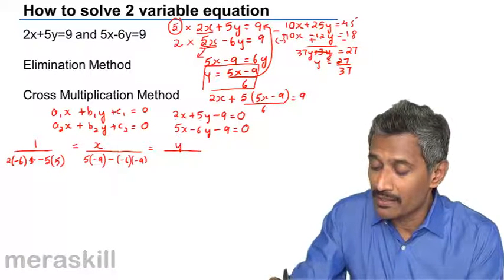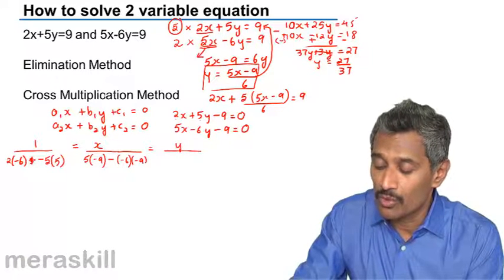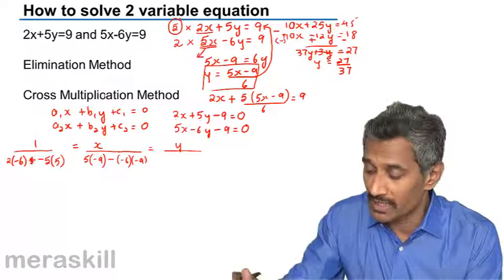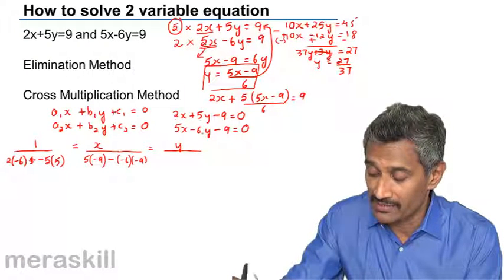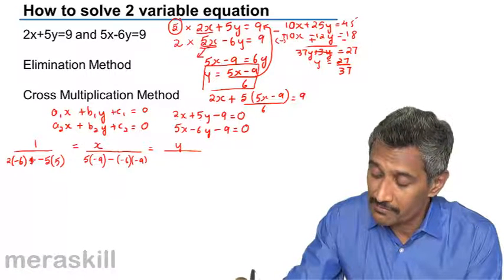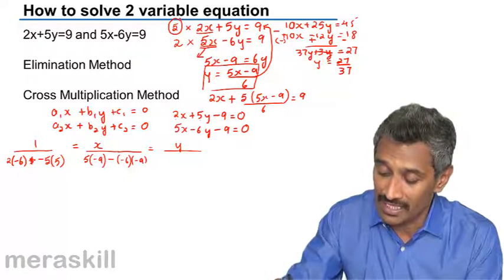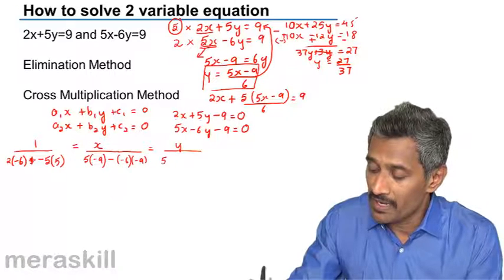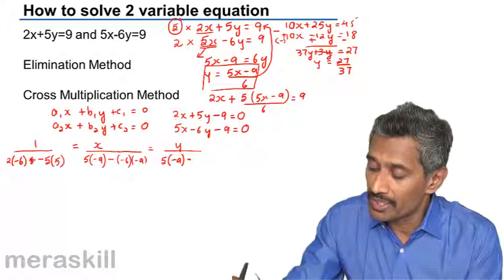Again, for y, if you're considering the value of y, you omit this particular column, that is the column concerning 5y and 6y. And this time it won't be this way and this way. It will be first 5 into minus 9, that is A2 into C1. 5 into minus 9 minus 2 into minus 9.